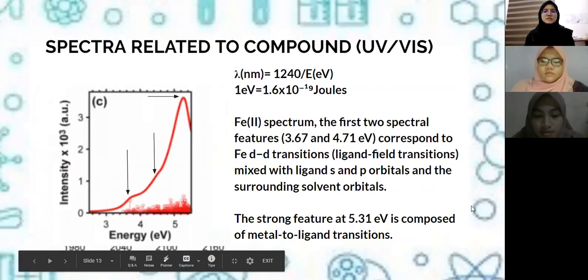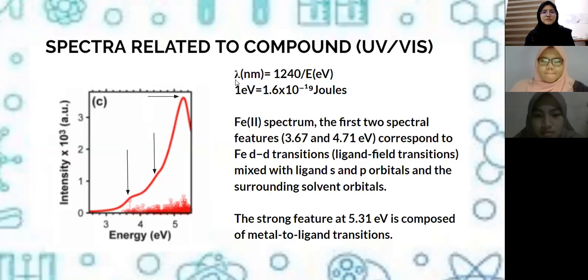So next is the UV spectrum. Here it shows the electron volt on the x-axis. We can convert the value to wavelength using this conversion. I will only focus on the red one because this is the Fe2+ spectrum.